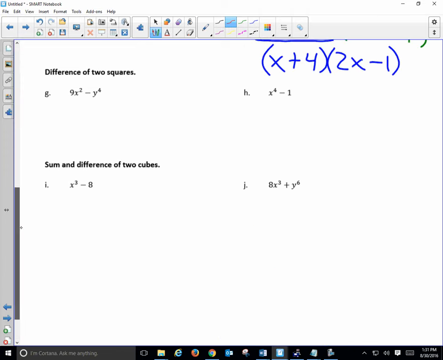Another factoring option, difference of two squares. This works out quite well. 3x times 3x, y squared and y squared, plus and minus. Why does it work out to the plus and the minus? They will cancel out and give you 0 in the middle, which is exactly what you want. You try h on your own.